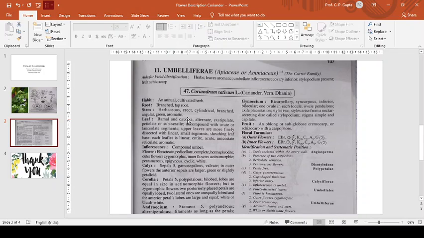I hope you understand the floral characters of Coriandrum and some more information about the family Umbelliferae.